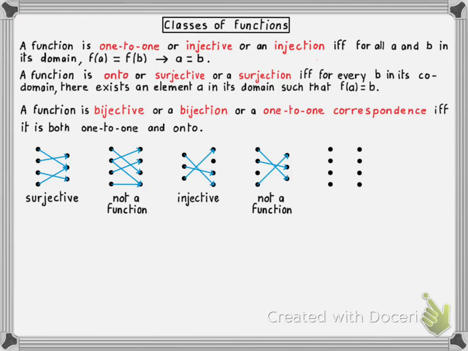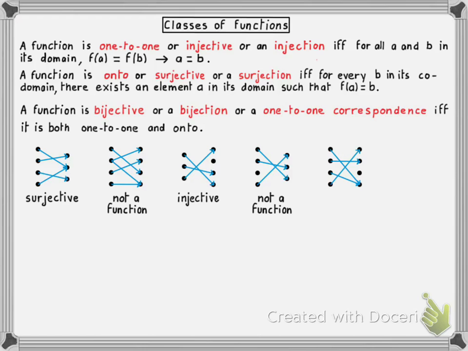Next example. So is this a function? Yes, it is. There's exactly one arrow leaving out of each of the elements in the domain. Is this an injective function? No, it's not, because you have at least one element here in the codomain that has two pre-images. In other words, it has two arrows going into it. So it's not injective. Therefore, it's not bijective either.